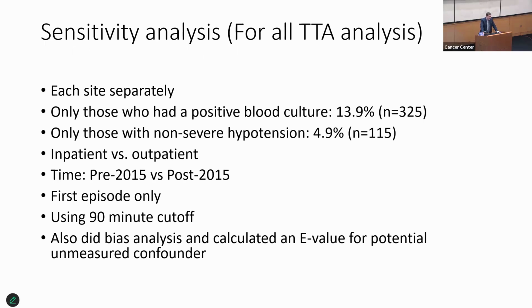So we ended up looking at each site separately, only those who had a positive blood culture, which was 13.9% of the group, only those with non-severe hypotension, which was another 115 patients, only those that presented inpatient versus outpatient, pre-2015, post-2015, looking at only the first episode in each person, using 90 minutes as a cutoff instead of 60 minutes, and also did a bias analysis and calculated e-values for potential unmeasured confounders.